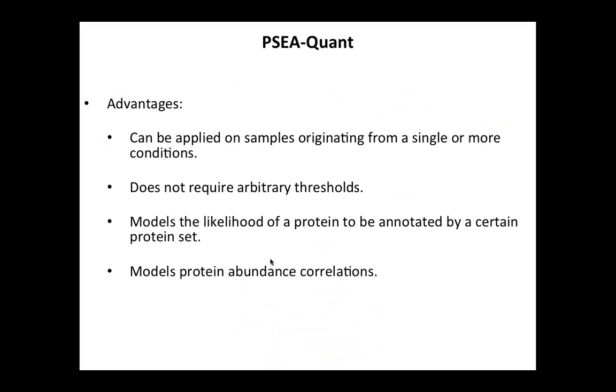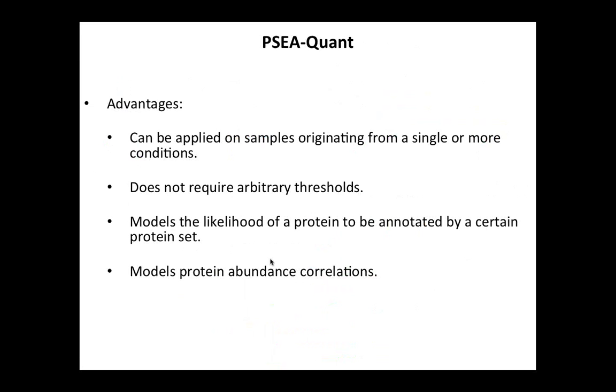So just to summarize the advantages that PSEA-Quant can have over other approaches, first of all, it can be applied on samples originating from a single condition, but it can also be applied to samples that involve more than one condition, and I'll show you how in a few seconds. It also does not require any arbitrary thresholds. A bit like GSEA and PSEA, it analyzes the entire data set and sees where the protein sits in that data set, and does not require you to say that you want to see if there's an enrichment in a certain subset of interest in your data set.